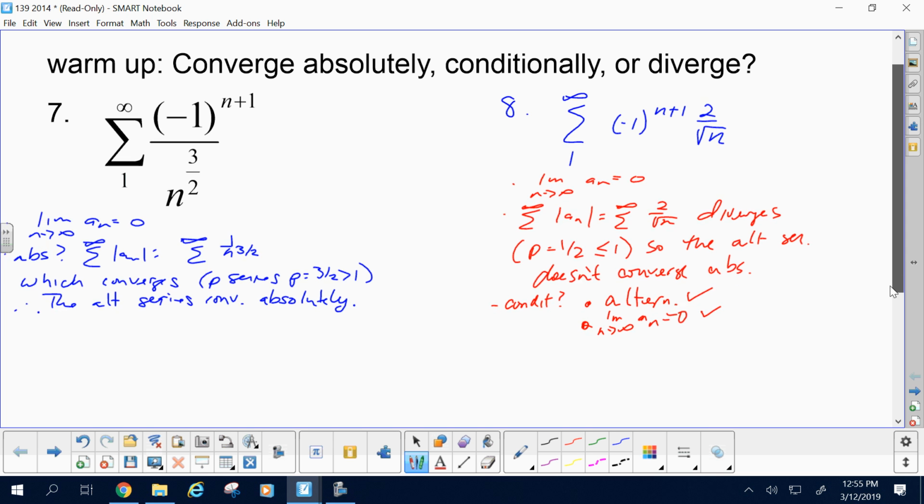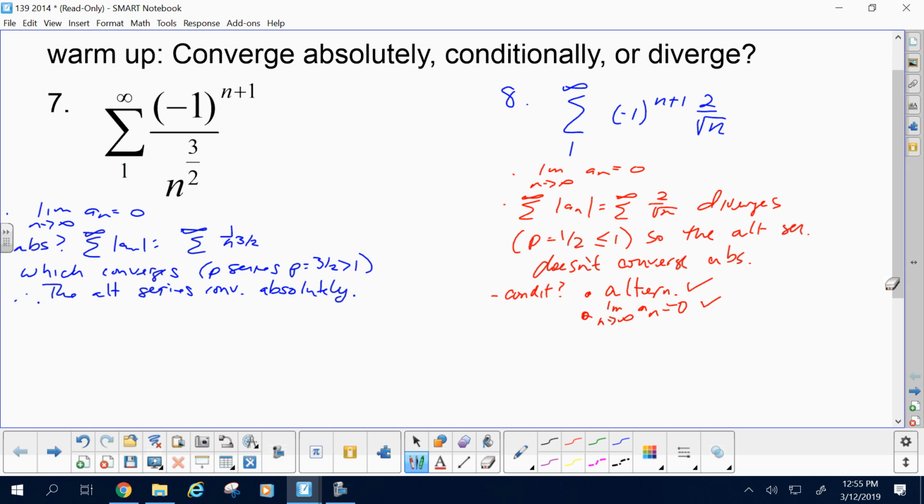This one, I think I went a little crazy in making you show so much work for the inequality. If it's obvious, it's okay to say, you know what, 2 over root n plus 1 is definitely less than 2 over root n. So the terms are decreasing is really what that means. All the inequality work I made you do yesterday, unless it is not obvious, I think you can jump to where it's obvious. You with me? So we conclude the alternating series converges conditionally. Right?